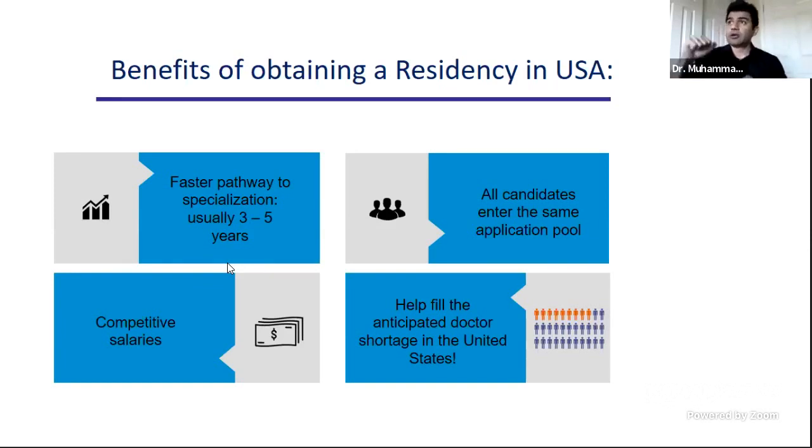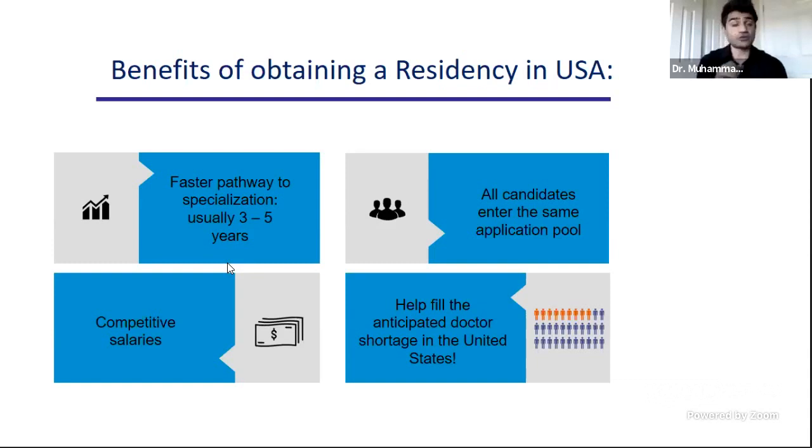Also, regardless of whether you are an international medical student, a U.S. medical student, or a Caribbean offshore medical student, everybody goes through the same process and the same application pool. They are going to evaluate you just like any other student. Even if you are an international medical student, you are competing with everybody, including United States medical students.